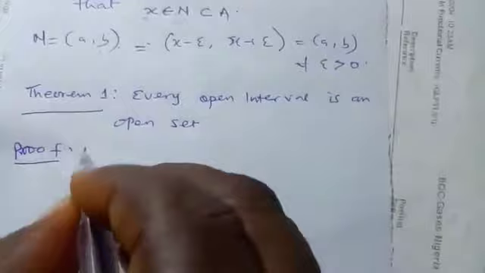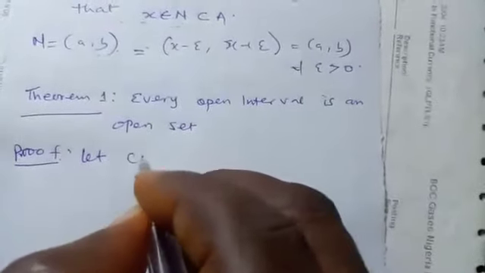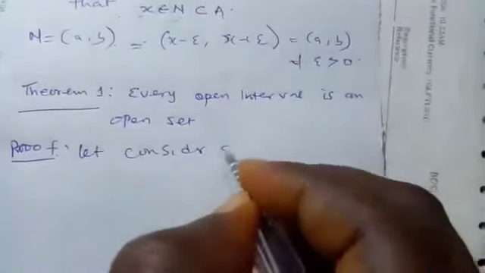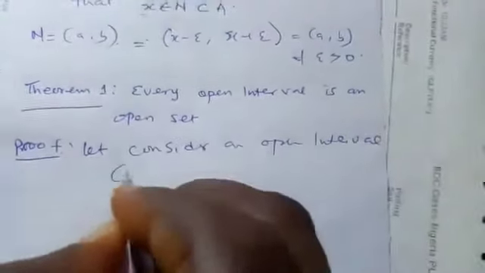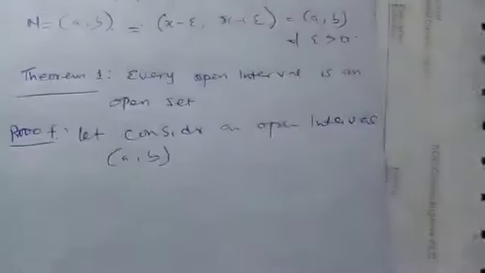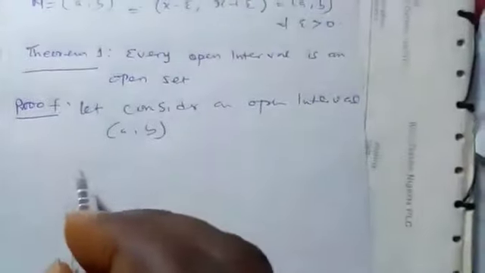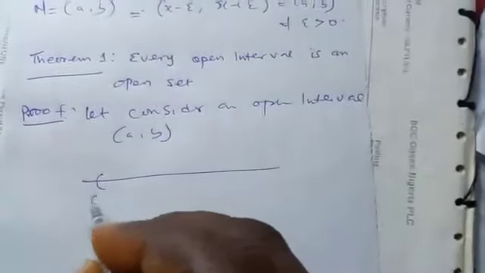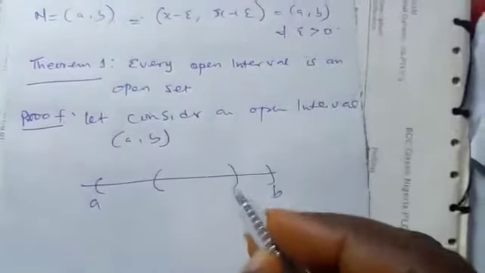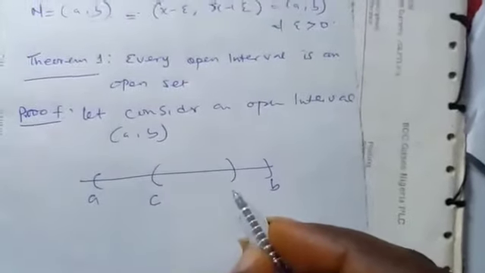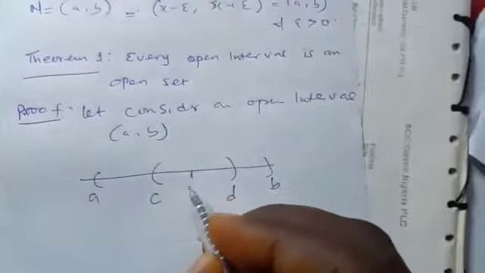So let's quickly get a theorem from this place: every open interval is an open set. That's the first theorem. Let's consider an open interval (a, b). Let's consider another interval inside it, which is (c, d), containing x.